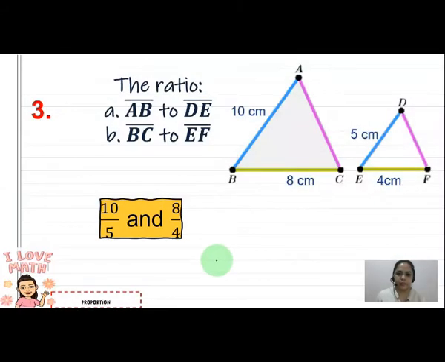Next, number 3. We have the ratio of side AB, which is 10 cm, to side DE, which is 5 cm. And also, we have the ratio of side BC, which is 8 centimeters, and side EF, which is 4 centimeters. So, here it is: 10 over 5 and 8 over 4. Is this P or NP? The answer here is P. Obviously, this is proportional. So, let's simplify so you can see that it is really proportional. 10 divided by 5 is 2. And 8 divided by 4 is also 2. So, this is proportional, and all of them have the same unit of centimeters.